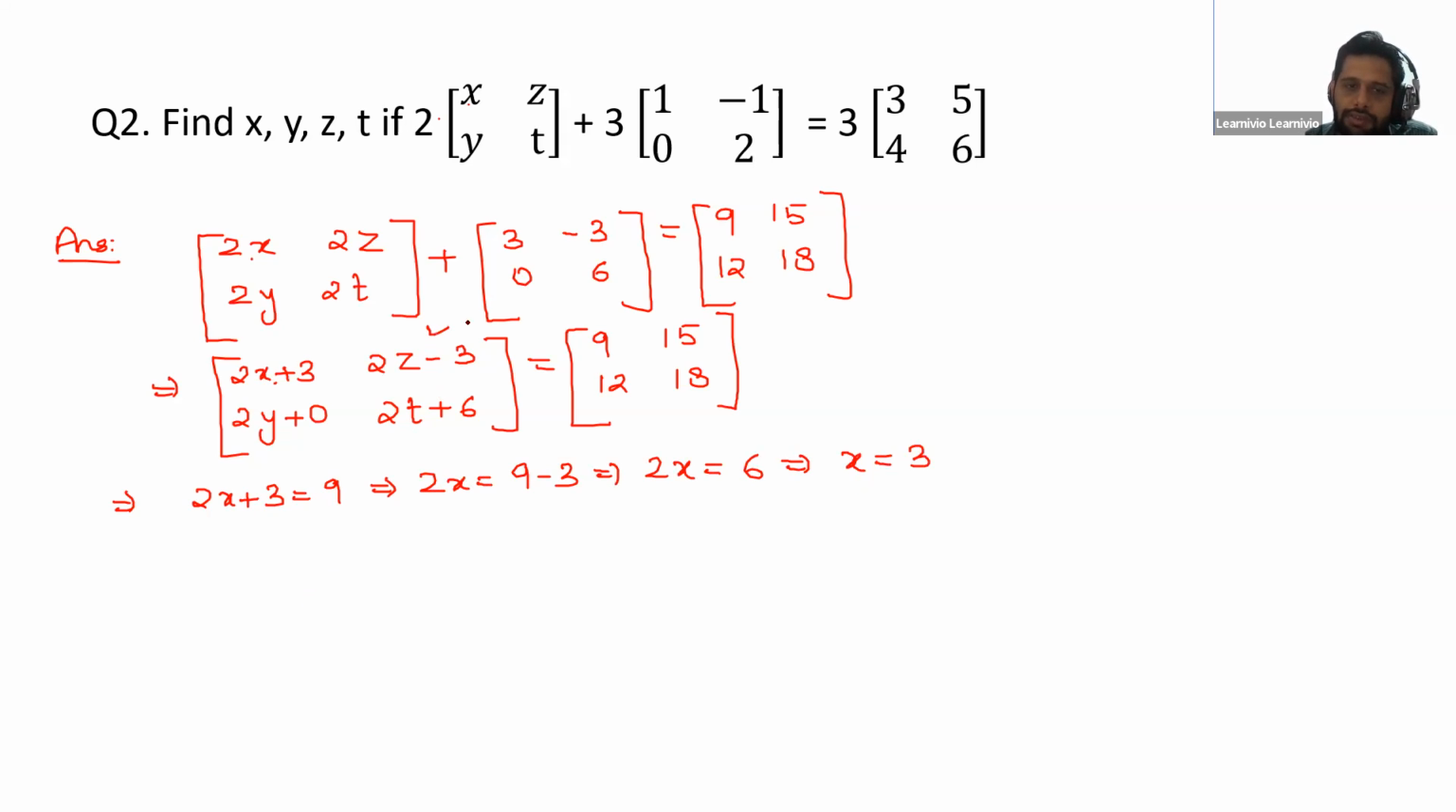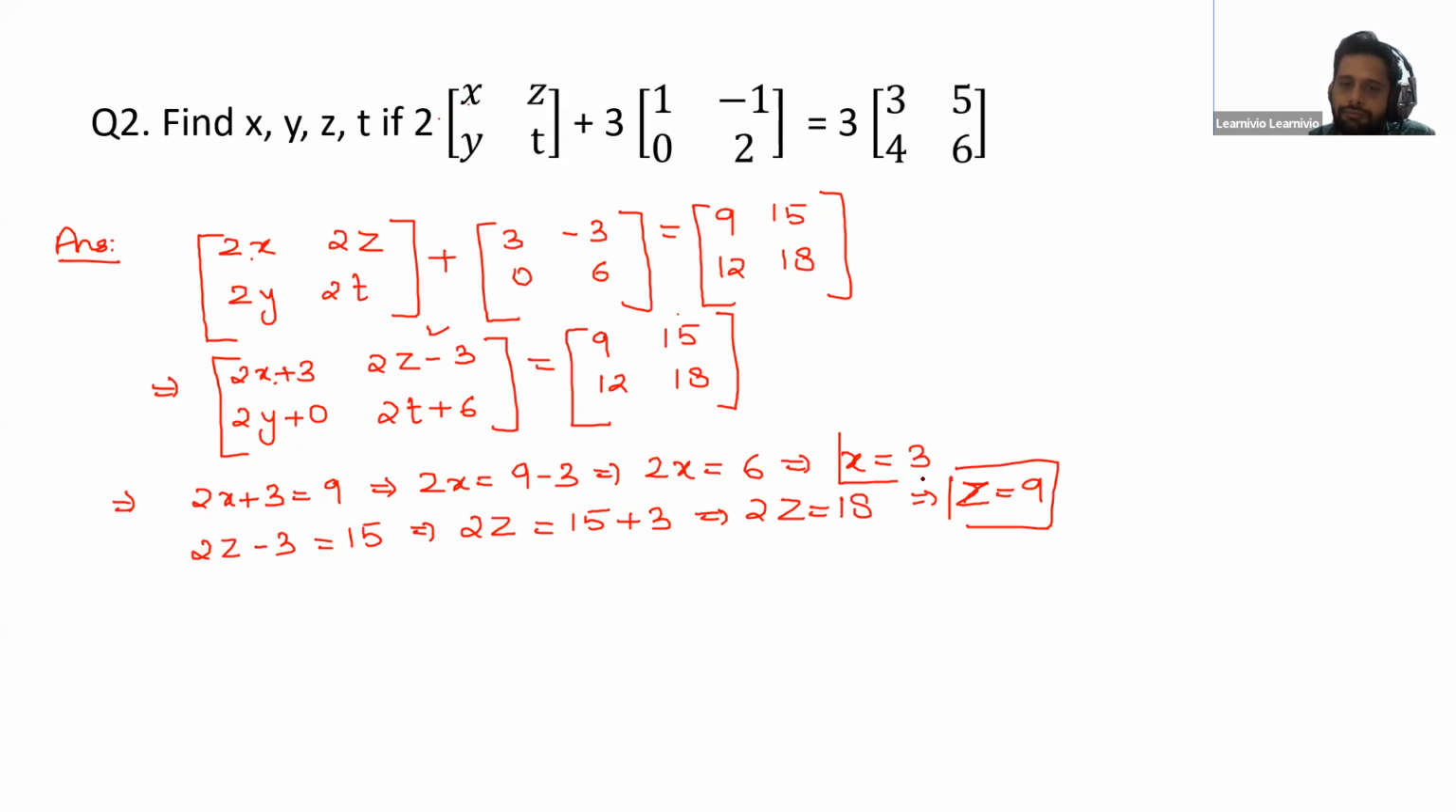Now, similarly, we will equate the second one with the second. So 2z minus 3 will be equal to 15. So shift this 3 to the right side. You will get 2z is equal to 15 plus 3. And from here, you will get 2z is equal to 18. And from this, you will get z is equal to 9. Okay, observe, is this clear? Then please find the value of y and t, and share with me.